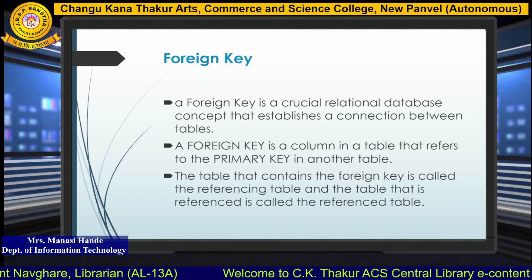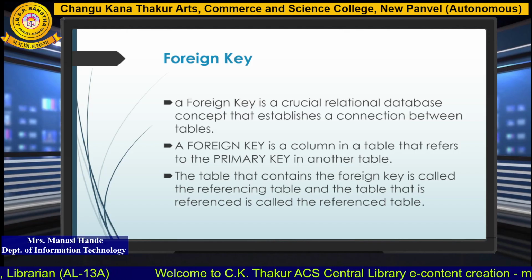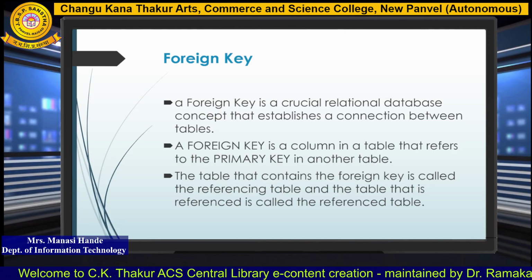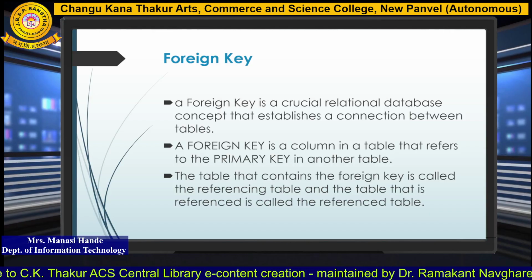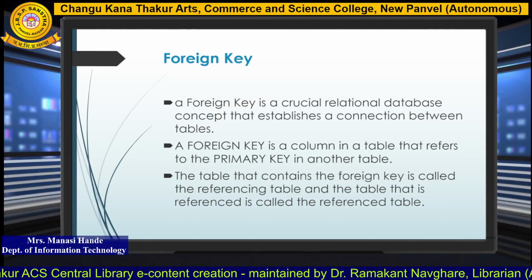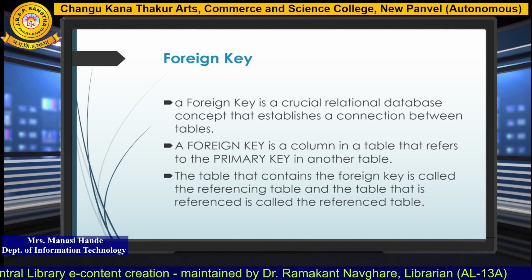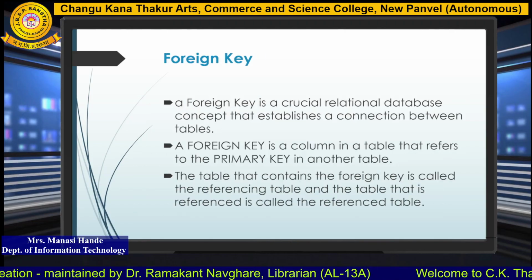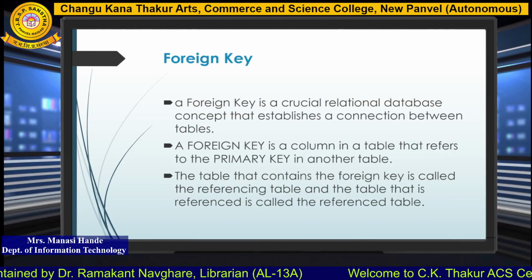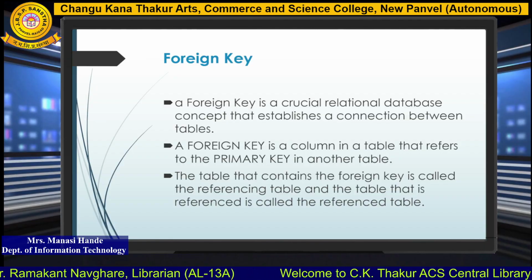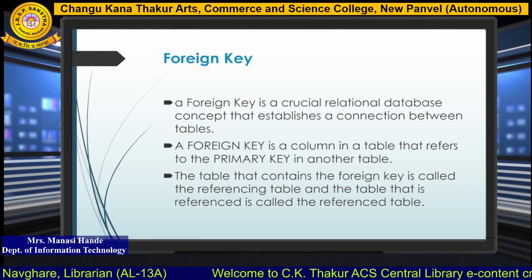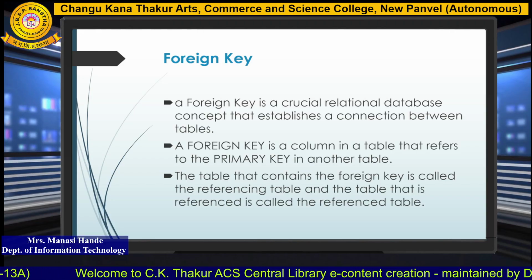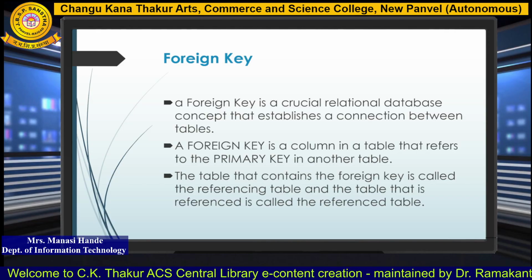Now let us discuss a foreign key, which is very important for maintaining relationships between tables. A foreign key is a column in one table that refers to the primary key of another table. This helps connect different tables in a relational database. For example, suppose we have two tables, a student table and a course table. The student ID in the course table may refer to the student ID in the student table. In this case, student ID in the course table becomes a foreign key. A foreign key helps maintain referential integrity between related tables.